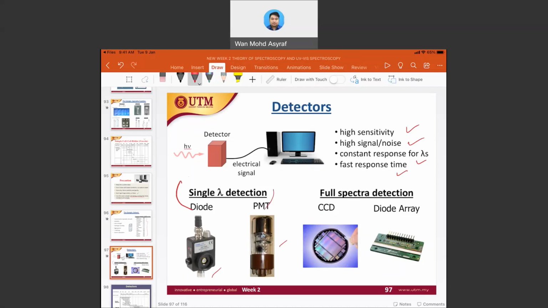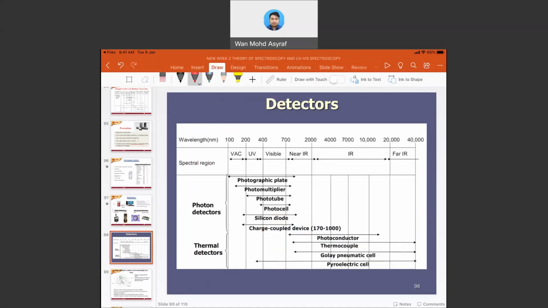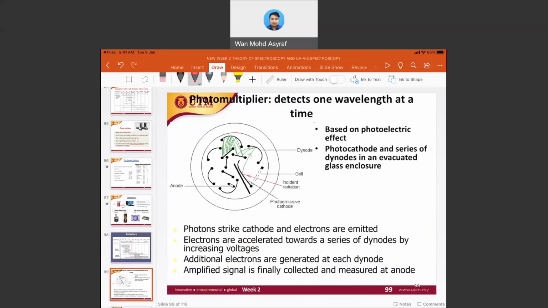Now we are going to look into the detectors. Basically, when we are looking at a UV spectrometer, usually it is around this area. The first detector that we are going to look at is the photomultiplier tube, which detects one wavelength at a time. You need to know how a photomultiplier tube works.